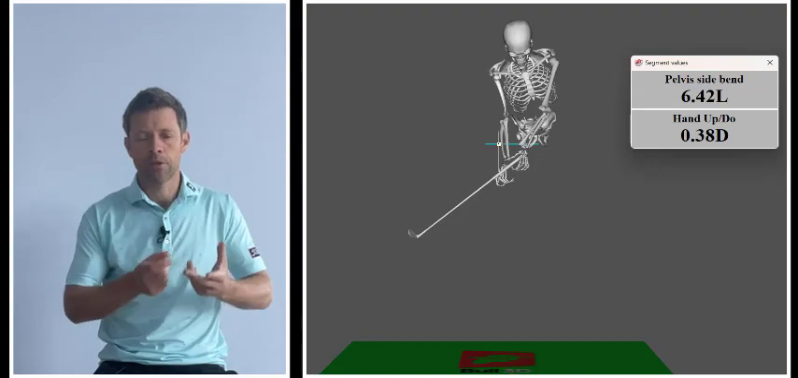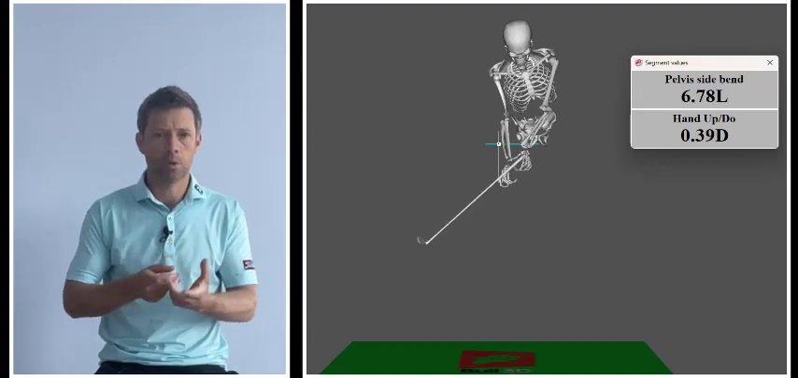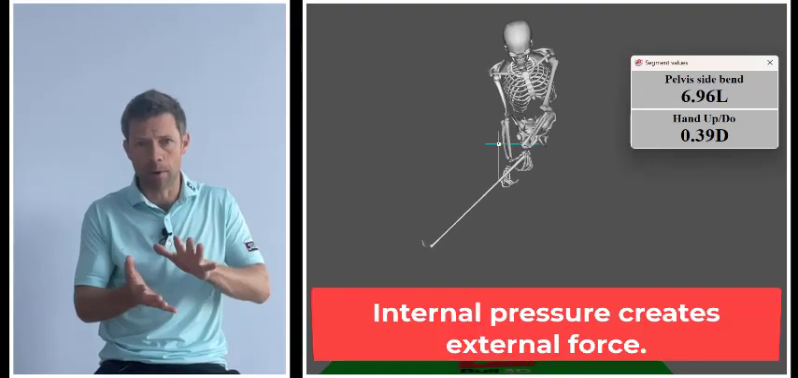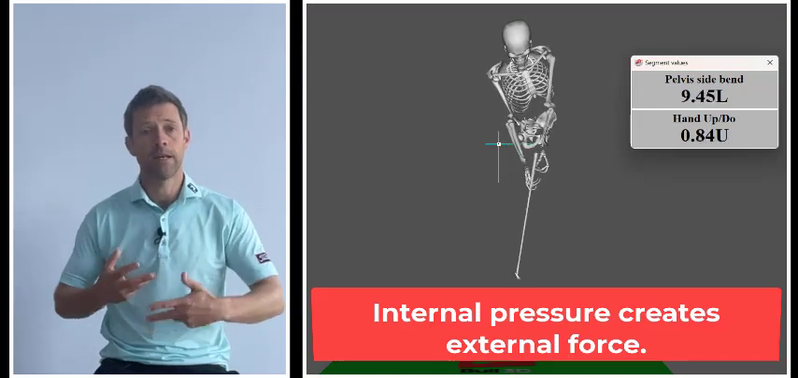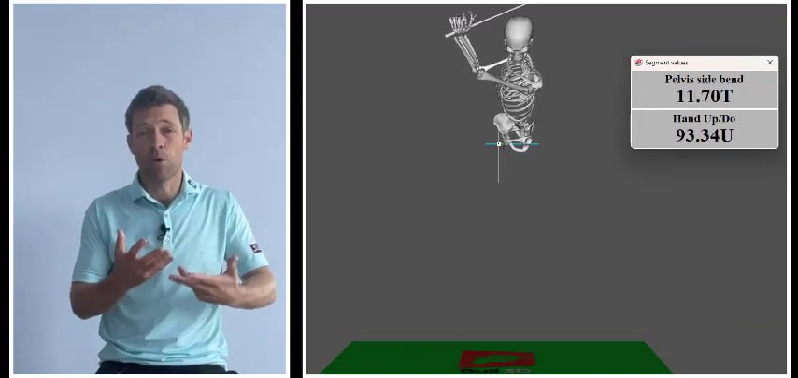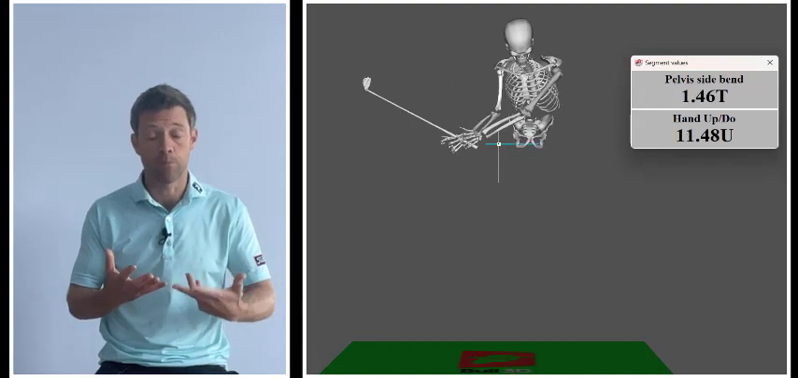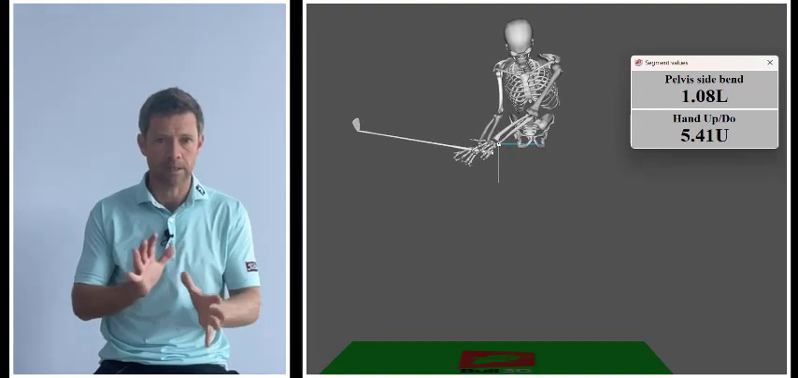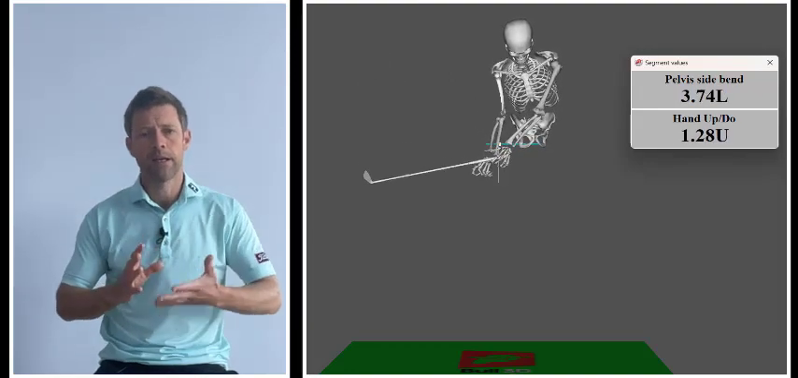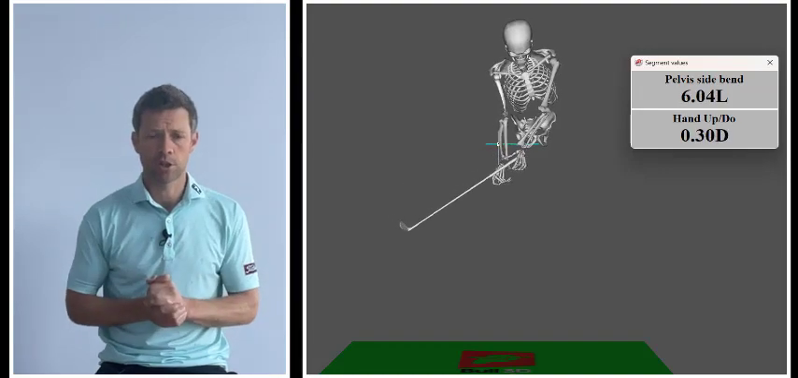So the idea is that internal pressure is what creates external force. How well we move those internal pressures through our body is what creates external force. Really what controls internal pressure within human movement is how the hands move through space. How those hands are moving through space is what drives and encourages internal pressure through our body.